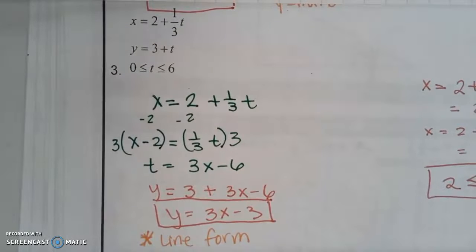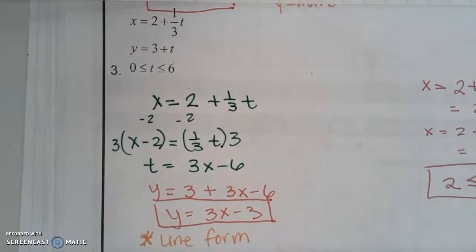All right, so for example number 3, notice that we still have 2 equations, but then below it, we have some restrictions. Okay, so our first equation is x equals 2 plus 1/3 t. And our second equation is y equals 3 plus t. And then it's giving us a restriction that t is going to be between 0 and 6. And we have the equal part, so it actually includes 0 and 6.